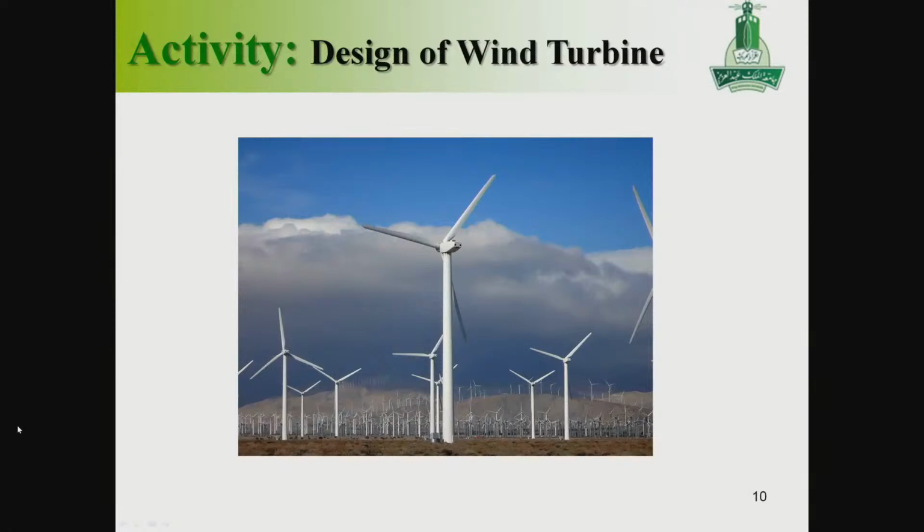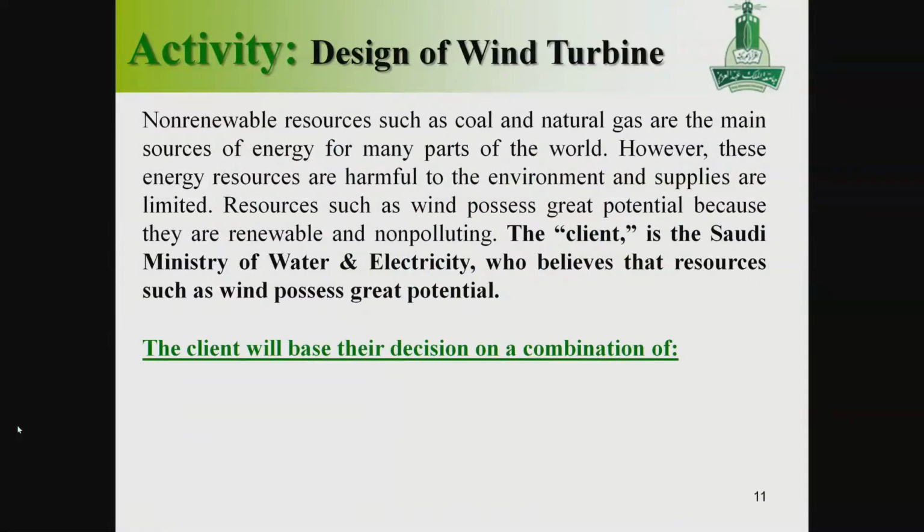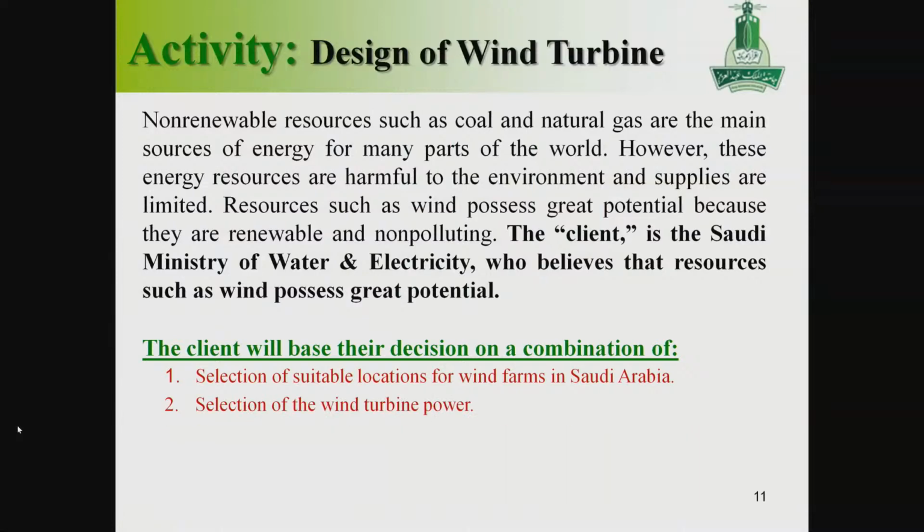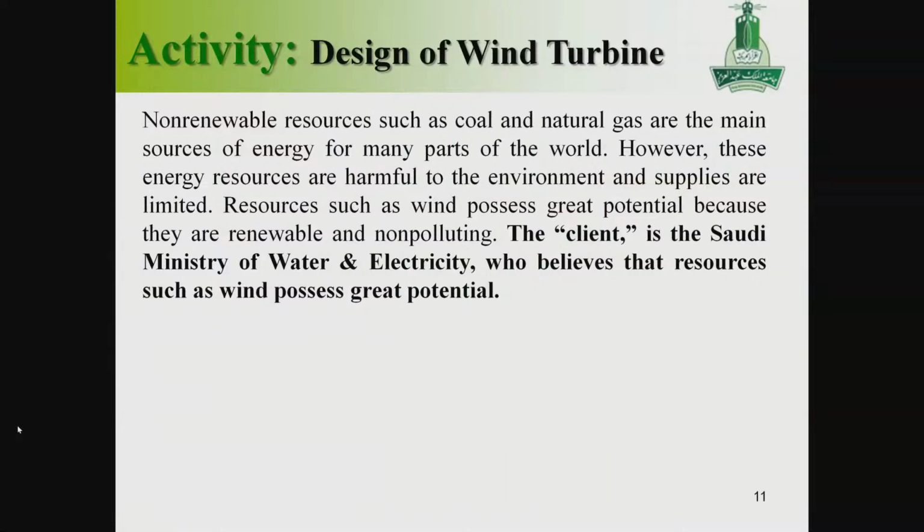Now, this is a windmill or wind turbine. Okay, let's go a little bit back. So non-renewable resources such as coal and natural gas are the main source of energy for many parts of the world. However, these energy resources are harmful to the environment and supplies are limited. Resources such as wind possess great potential because they are renewable and non-polluting. The client is the Saudi Ministry of Water and Electricity.